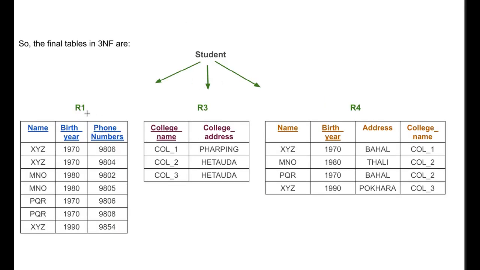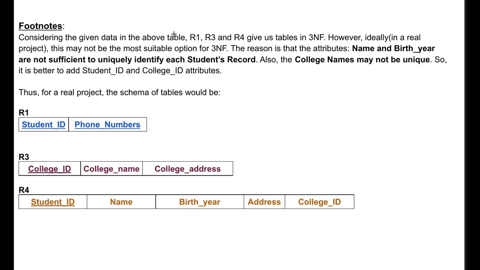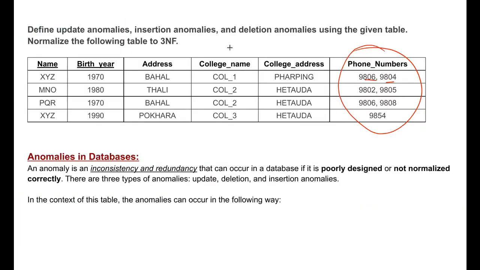So these are the final tables, R1, R3 and R4. These are just copies of the previous tables. I have just made a copy of each of them. So this is the final answer for this question based on the data given in the table in the question. And at last, what I would like to add is, if we consider only the data present here in the question, then this much is fine.